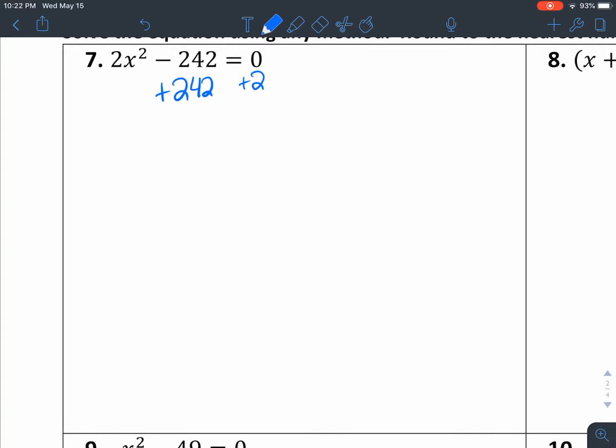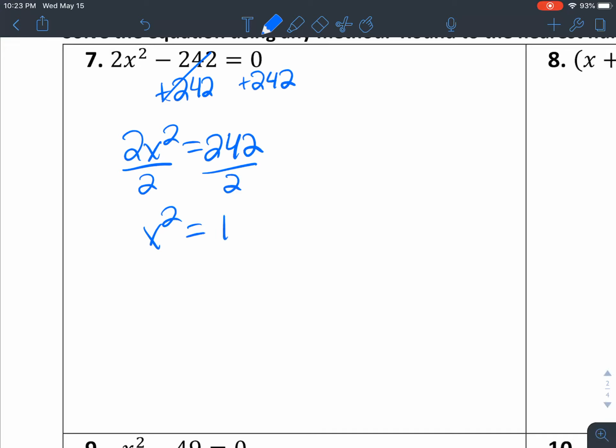In this case, I'm going to start by getting that x squared by itself by adding 242 on both sides. So 2x squared equals 242. I divide by 2 on both sides. X squared equals 121. So now I've got my squared term by itself. I go ahead and square root both sides. And just remember when you do that in an equation, it creates that plus or minus option for us. So positive or negative could work.